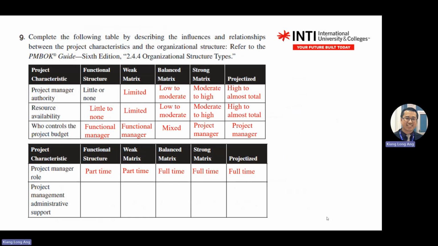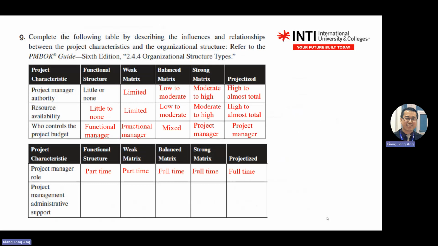So if you write low to none here, it means wrong. All the answers are wrong. And previously there was only one question for this. Each box is 1 mark, so one whole row wrong, 5 marks gone. This one is for the test, so it is very easy to score and also very easy to lose marks.